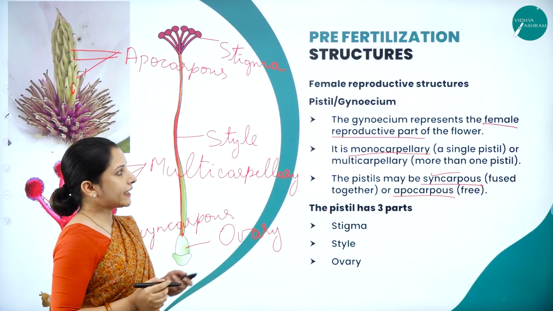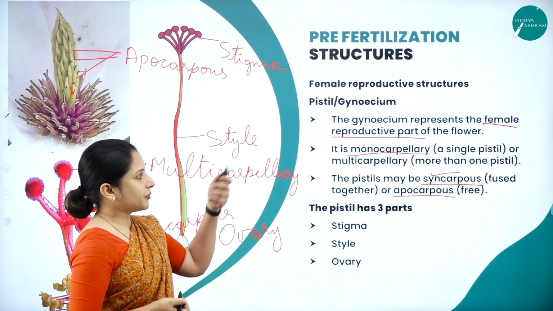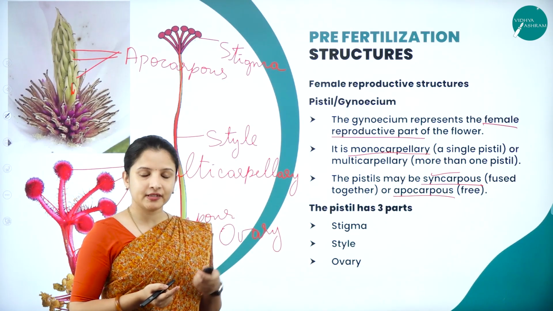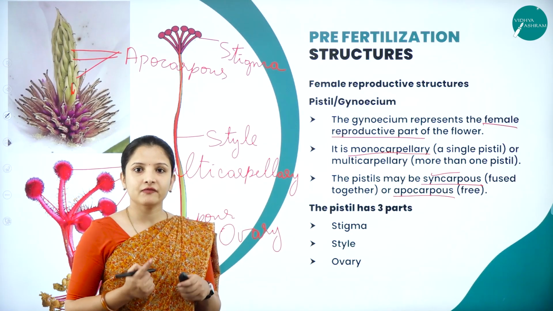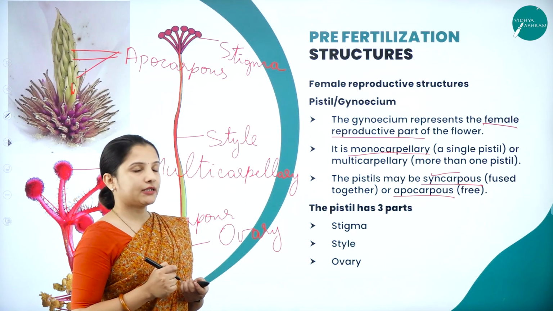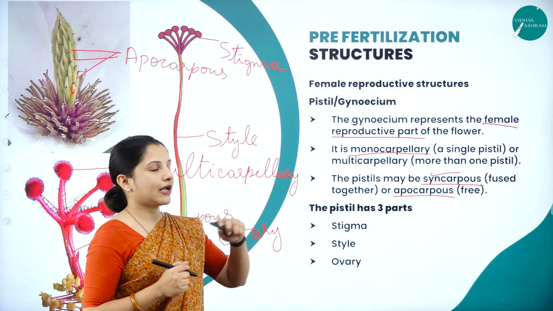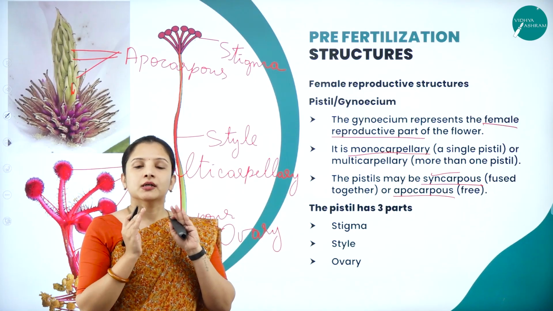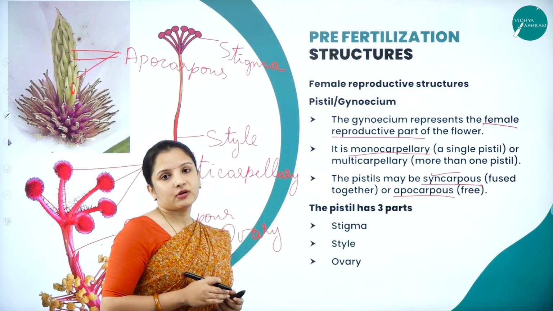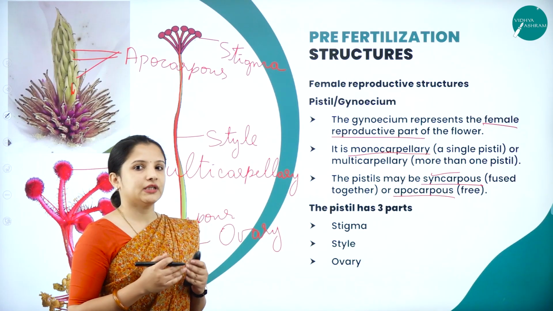So the Gynecium is the female reproductive part of the flower. It can be either monocarpellary, wherein a single pistil may be present, or multicarpellary, wherein more than one pistil is present. If it is multicarpellary, two forms can occur. It can be syncarpous, wherein the carpels or the pistils are fused together, or apocarpous, wherein the carpels and the pistils are free. They are not fused, they are free.